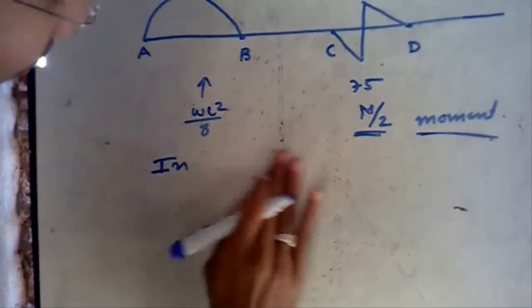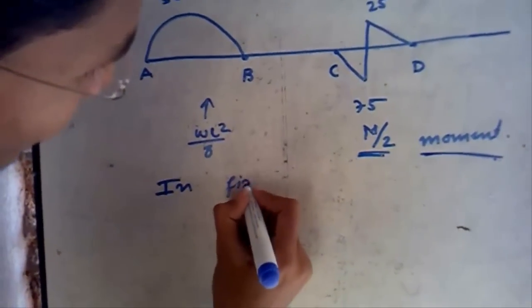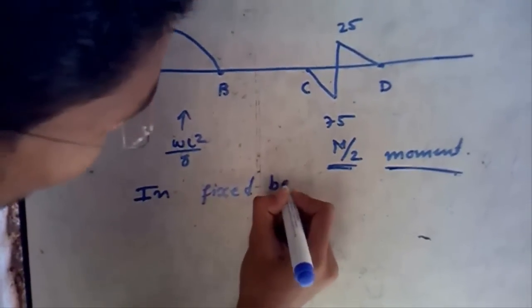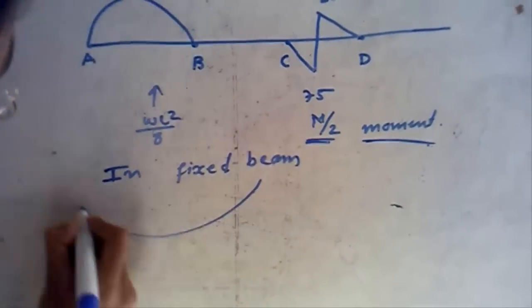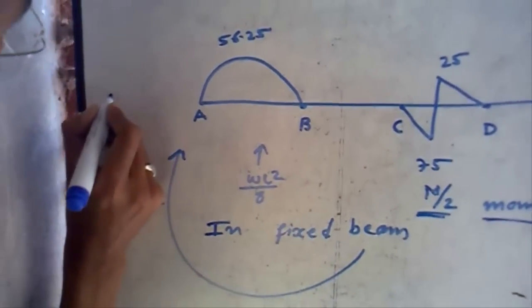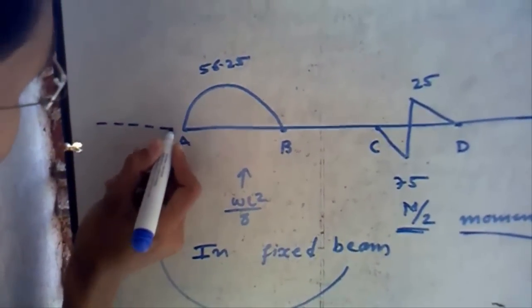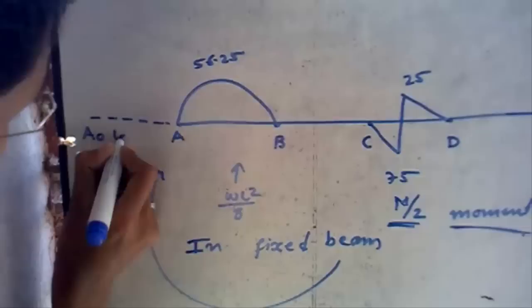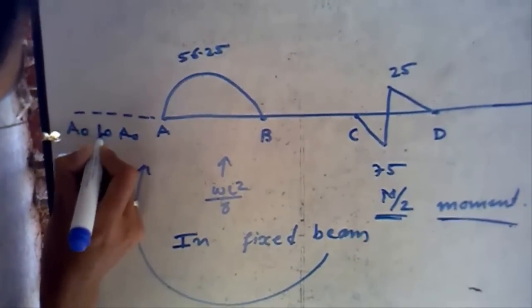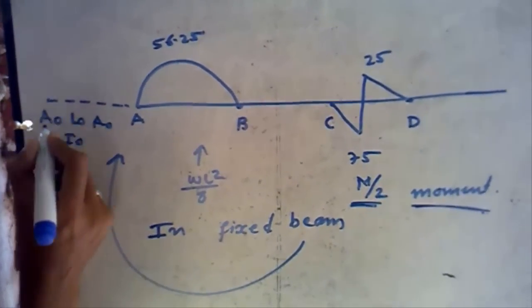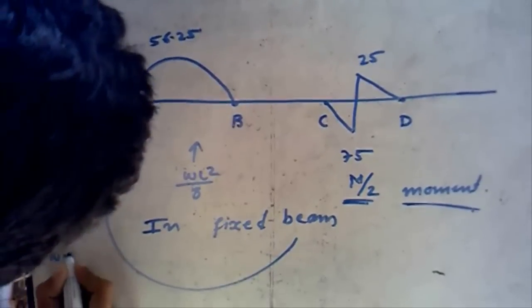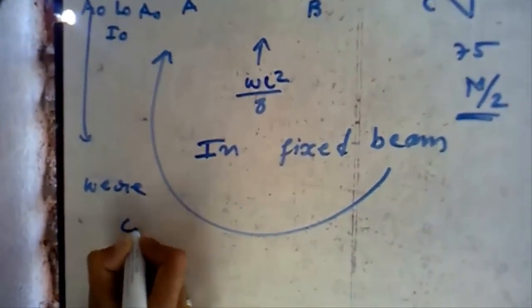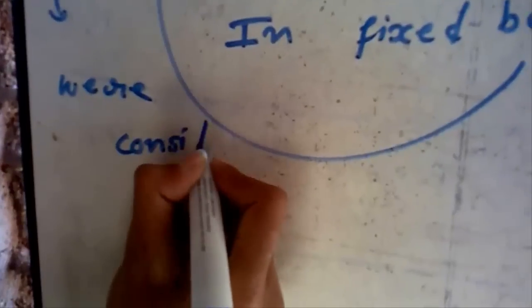Now we proceed to the next calculation. In the fixed beam, consider an imaginary portion starting from A0, having length L0 and moment of inertia I0, where all our conditions become 0.